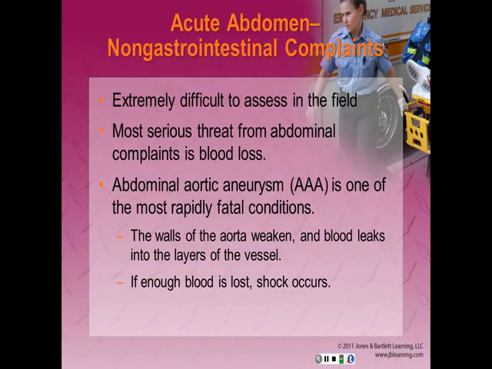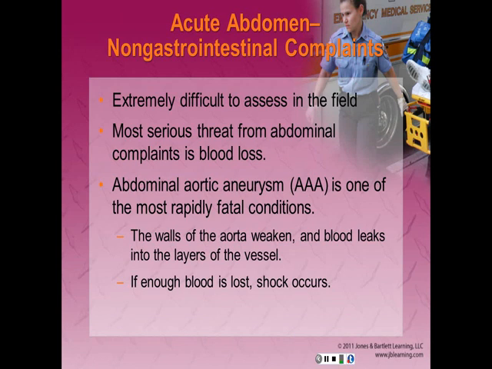The acute abdomen, non-GI complaints. Abdominal complaints in geriatric patients are extremely difficult to assess. In the field, the most serious threat from abdominal complaints is blood loss, which can lead to shock and death. An abdominal aortic aneurysm, or AAA, is one of the most rapidly fatal conditions.